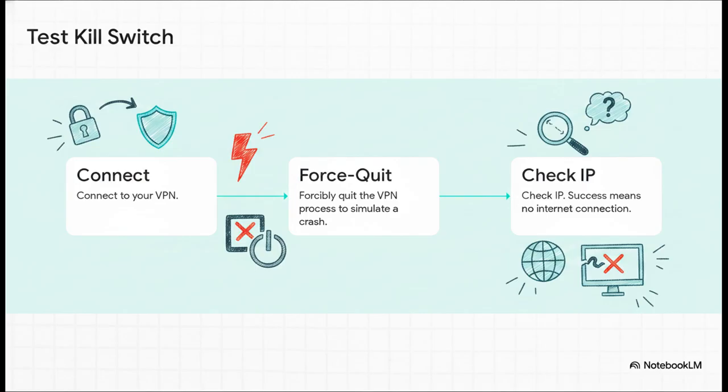Step 1, connect to your VPN. Step 2, don't just click disconnect. Forcefully quit the VPN process via your system's task manager or activity monitor. We want to simulate a total crash.